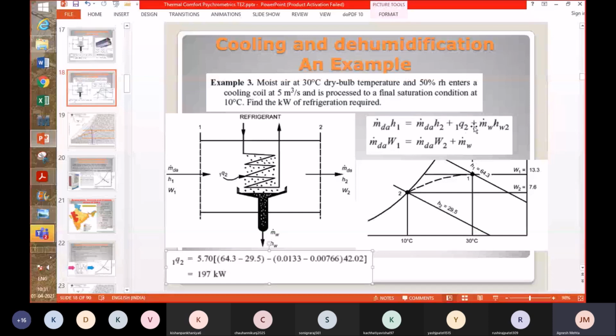So with the help of this, you get the capacity or the required cooling rate or refrigeration rate, which comes out to be 197 kilowatt. 3.52 kilowatt is 1 ton of refrigeration, right? So you can divide this number with 3.52 and you get the tons of refrigeration.